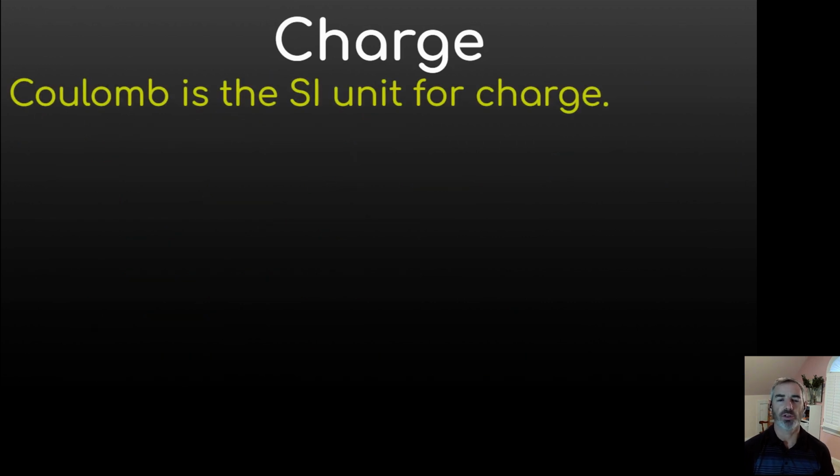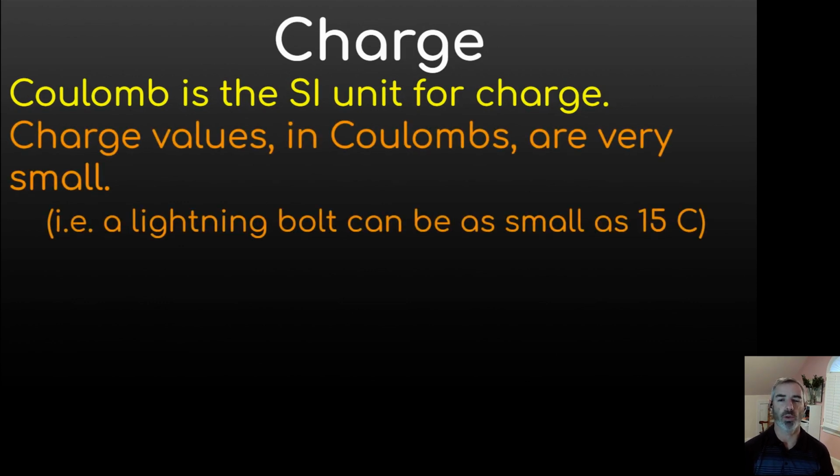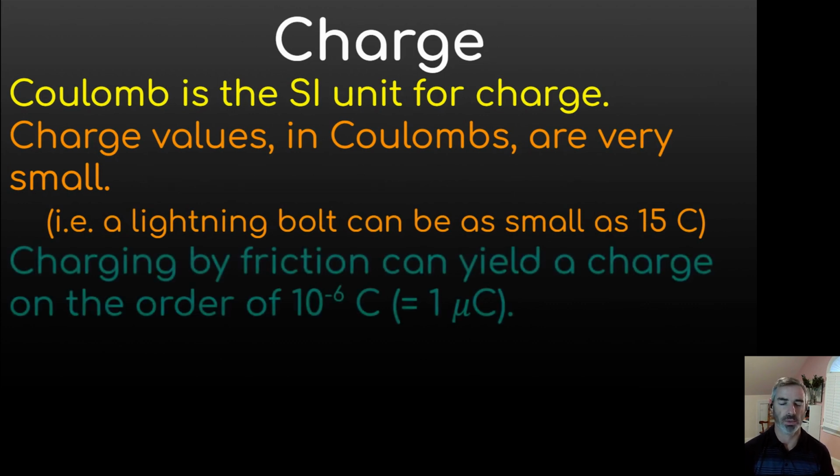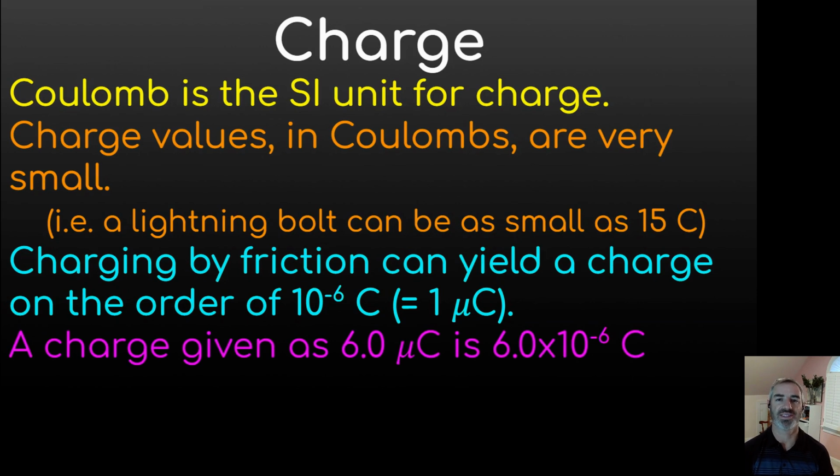The SI unit for charge is a coulomb, and charge values in coulombs are very small. So as an example, a lightning bolt can be as small as 15 coulombs, so charges are very small. Charging by friction can yield a charge on the order of 10 to the negative 6 coulomb, or 1 microcoulomb, which means that if you have a charge that is 6 microcoulombs, it just means it's 6 times 10 to the negative 6 coulombs of charge.